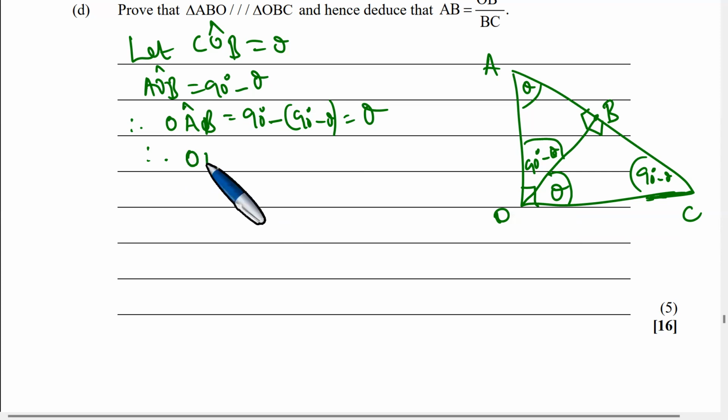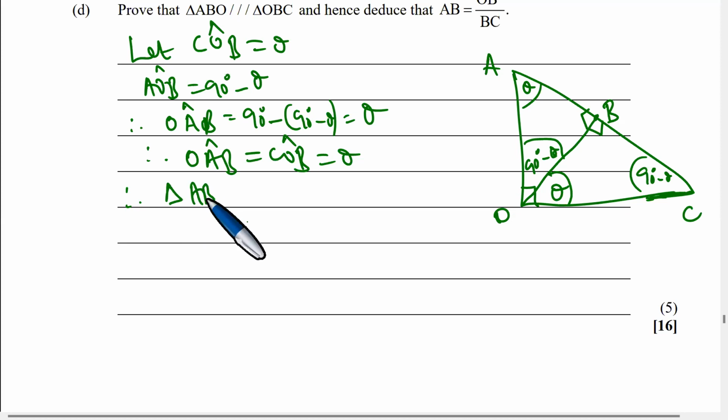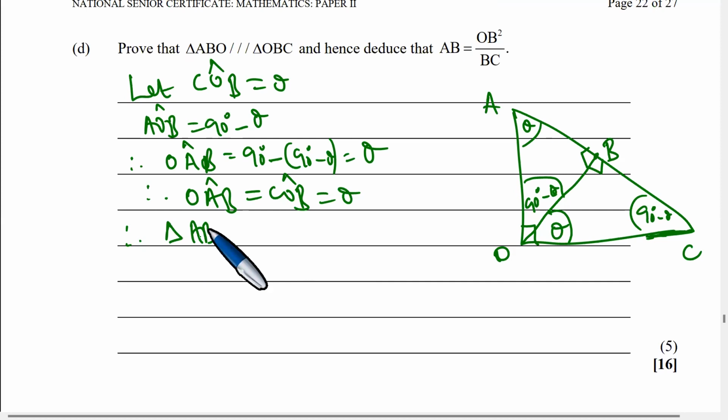And therefore, the observation is that angle OAB is COB. Angle OAB is COB. And these angles are theta. OAB is COB equals theta. Right. So we have therefore that the triangle ABO is actually very much similar to triangle OBC.